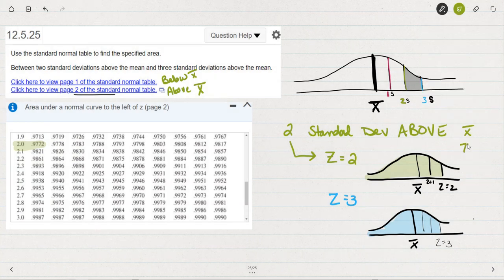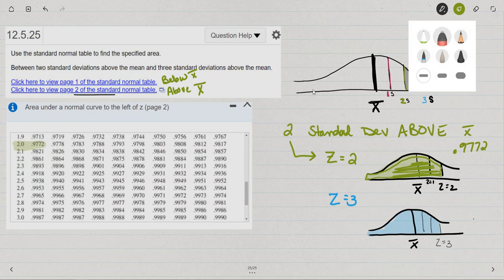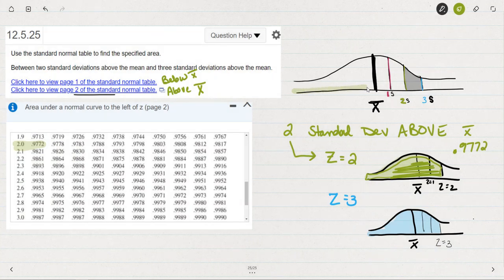That 0.9772 means that 97.72% of the data falls in this space here. Right? Now, if I were to highlight just a line of that in our graph up above, you see that that goes to the 2 standard deviations, goes up to this point.